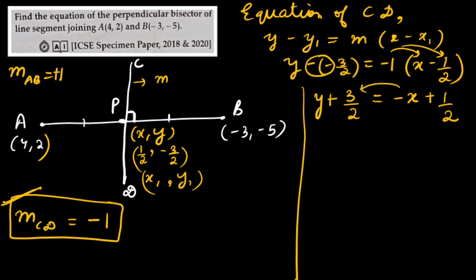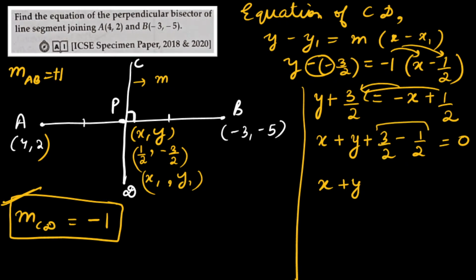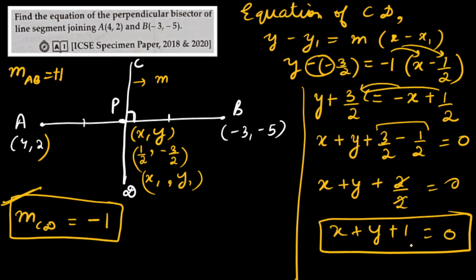Now let's shift everything to the left side. If I shift minus x to the left side, it will become plus x, plus y is already there, plus 3 by 2 is already there. Let us shift plus 1 by 2; if I shift it, it will become minus 1 by 2. Now here what I'll get: x plus y, 3 by 2 and 1 by 2 are like terms. So 3 minus 1 is 2, 2 by 2, I'll get 2 and 2 will get cancelled. So x plus y plus 1 is equal to 0. The required equation is x plus y plus 1 is equal to 0.